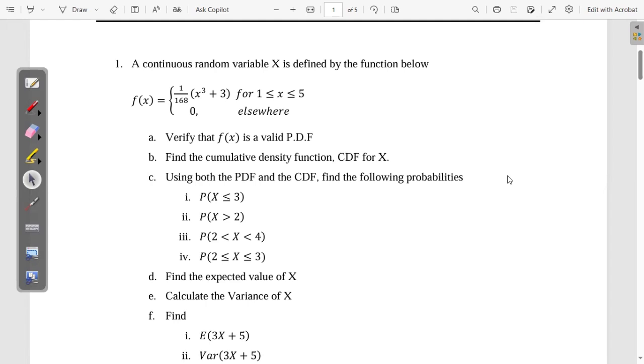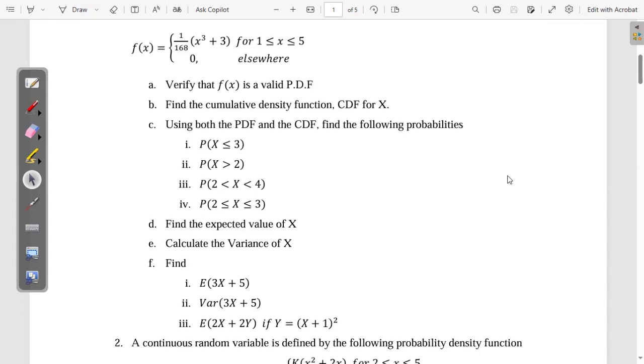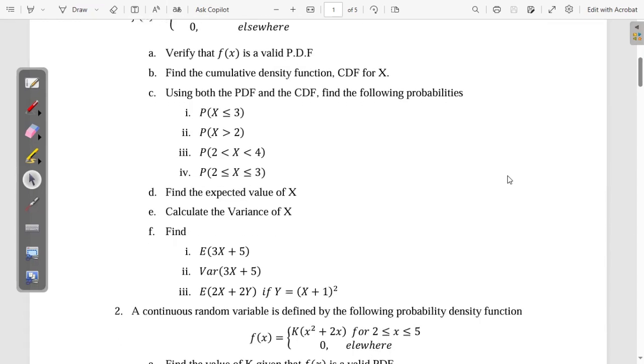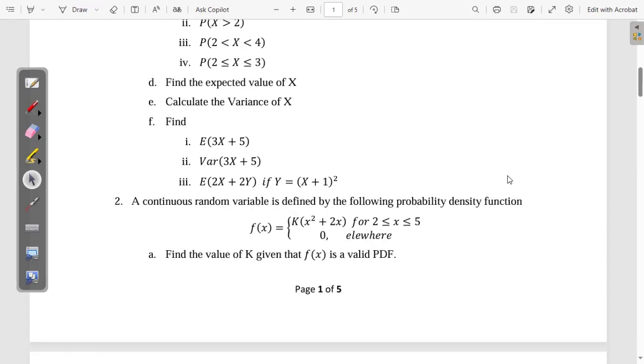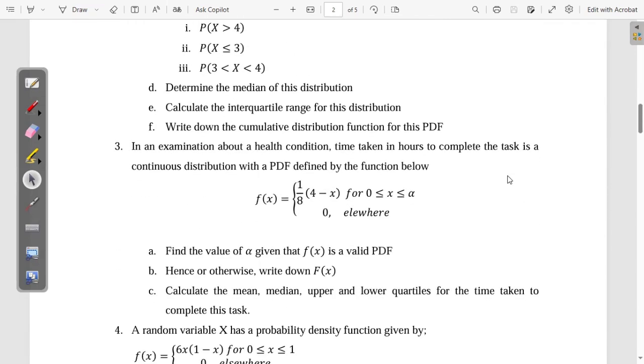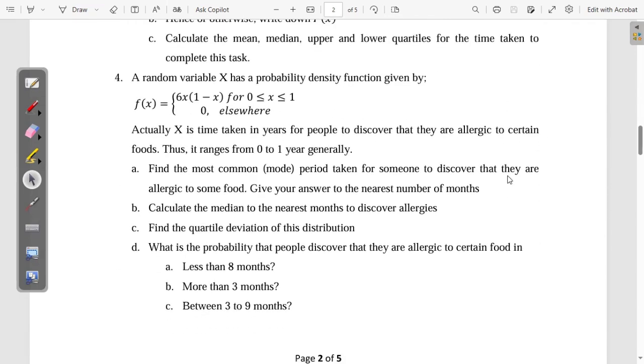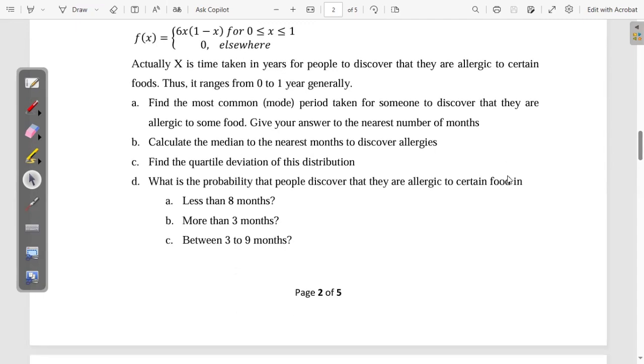And then we'll look at how to find the CDF of a continuous random variable, as well as how to find the probabilities, the expected values, the variance, and even how to use the linear property of the expected value, as well as the variance. And then we'll also look at some continuous distributions.